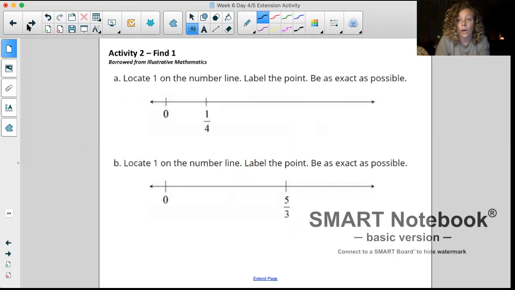All right, activity 2. Locate 1, like 1 whole, on the number line. Label the point and be as exact as possible. We have 0 as our first endpoint, and this is 1/4 here. Now we need to continue counting by fourths and make those spaces as equal as possible. Each part has to be as close to the same as we can possibly do it.